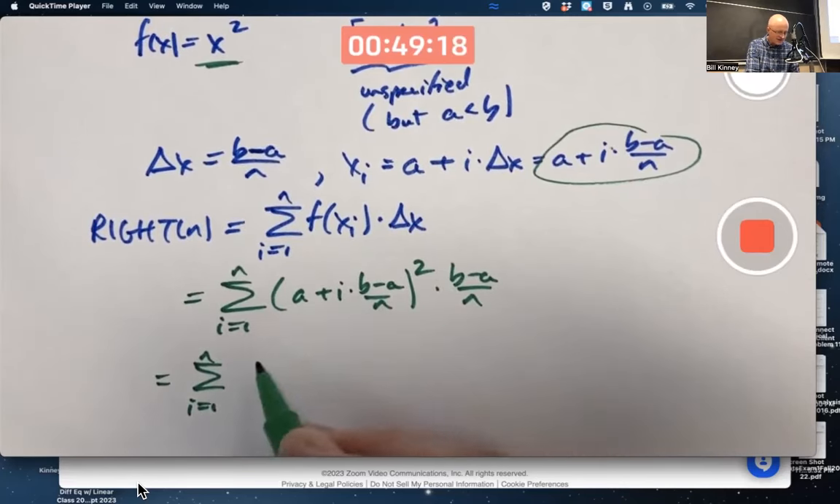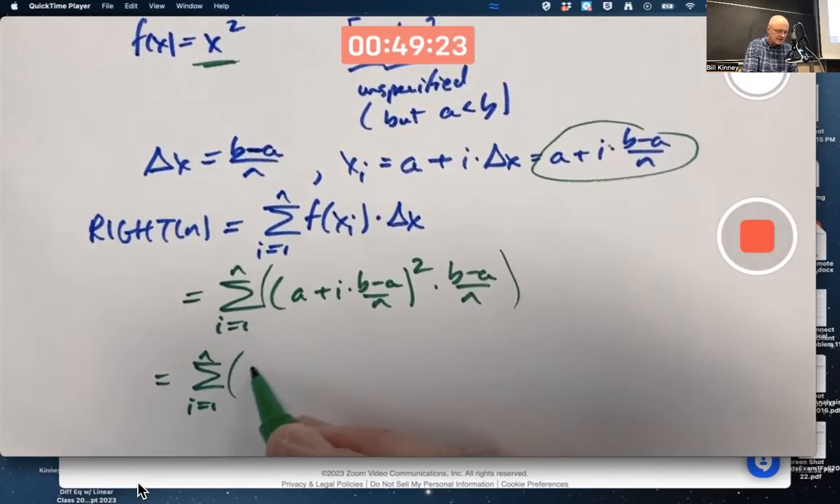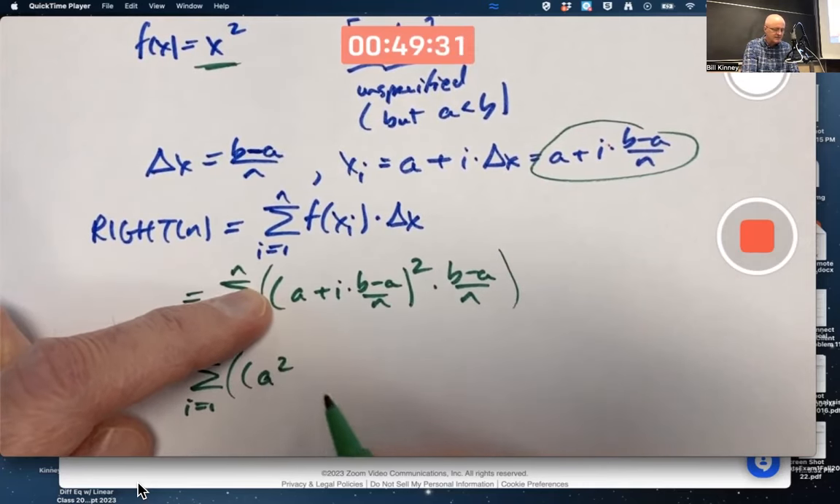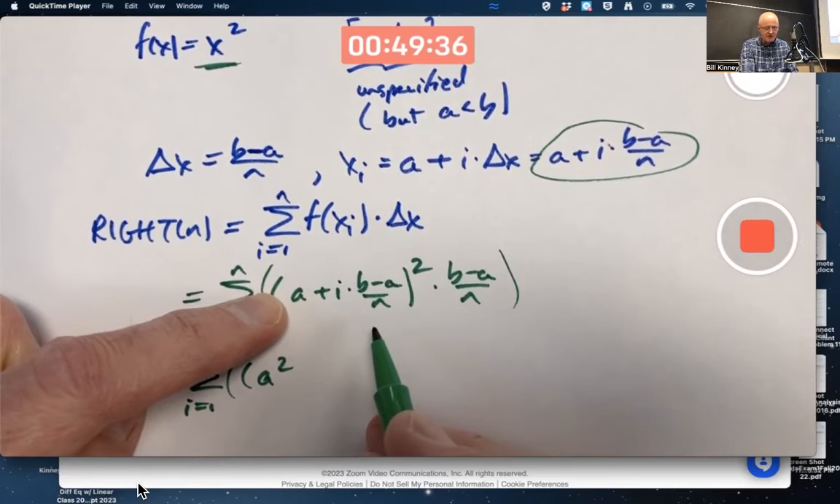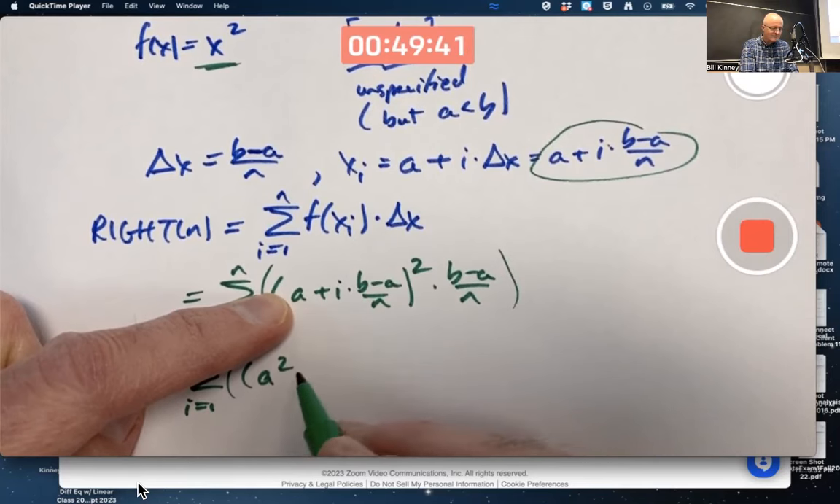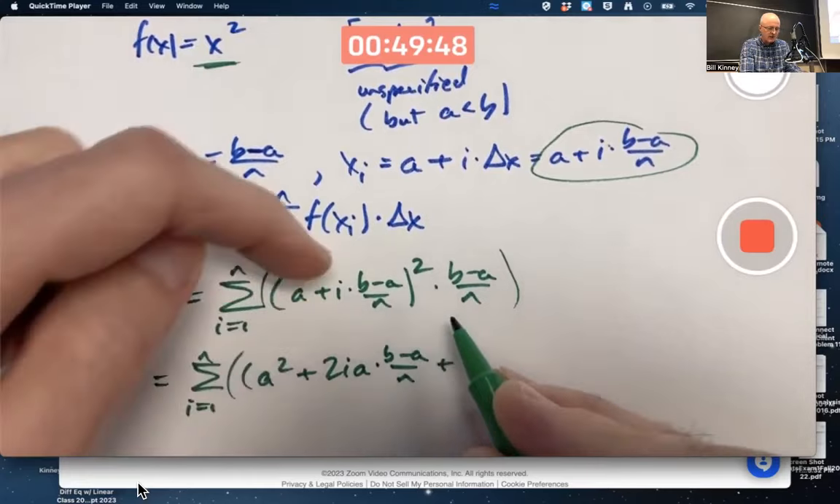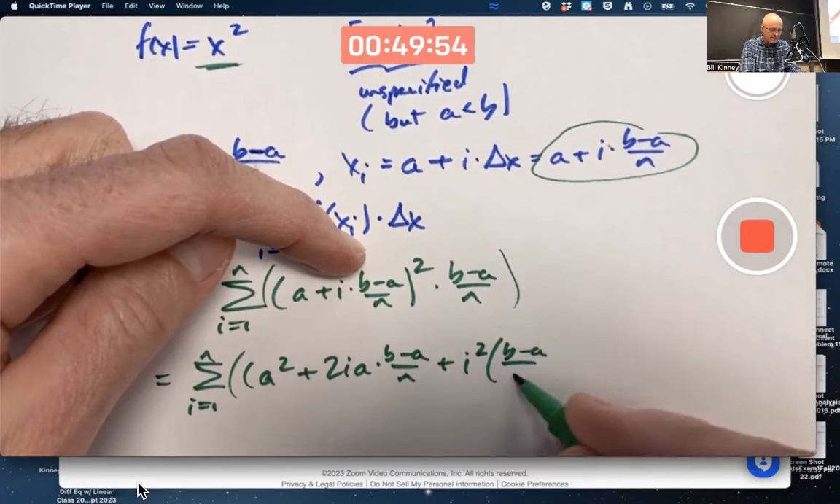Okay, I have to square this. And maybe I want extra parentheses in here just to emphasize some things. Square this, I've got to FOIL it times itself. Can you imagine doing that? A times a would be first times first, a squared. Outside times outside and inside times inside would both be the product of these two things, and I'd have two of them: 2ia times b minus a over n. And then last times last is going to be squaring this thing, so I get an i squared and a b minus a over n squared.